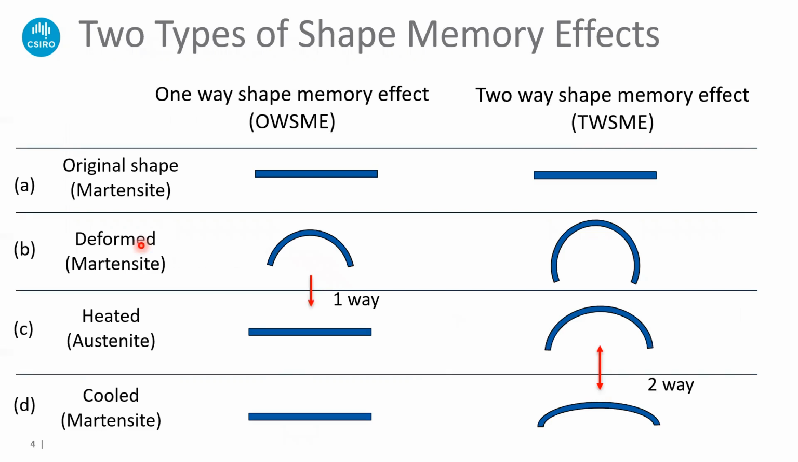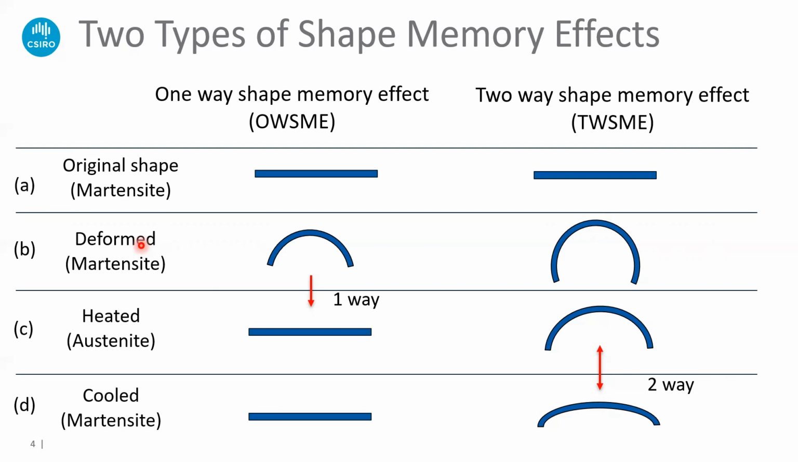So normally there are two types of shape memory effect. One is the one-way shape memory effect. That means after the material is deformed and the temperature is heated up to higher than the austenite transformation temperature, it will come back to the original shape. And when the temperature cools down again, the shape just remains the same as the original one.